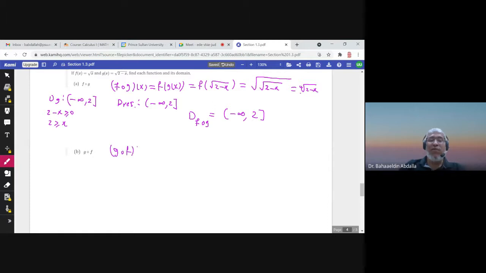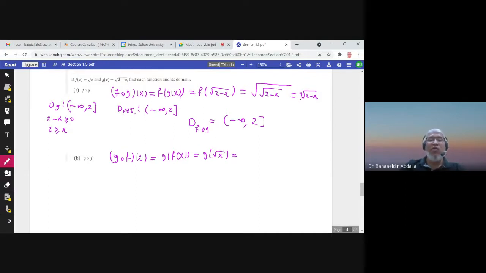G circle F of x is G of F of x, and it is G of square root of x, because F of x is square root of x. And now we find G of square root of x. How? We replace x in the definition of G by square root of x. Well, I have square root of 2 minus, and replace x by square root of x. So this is the result.